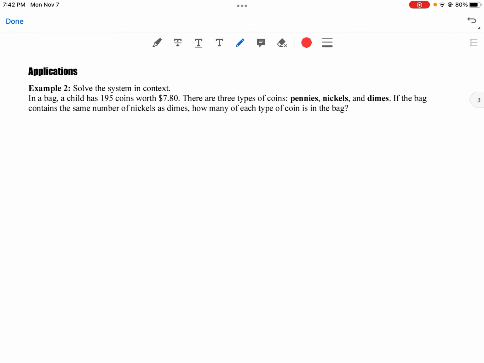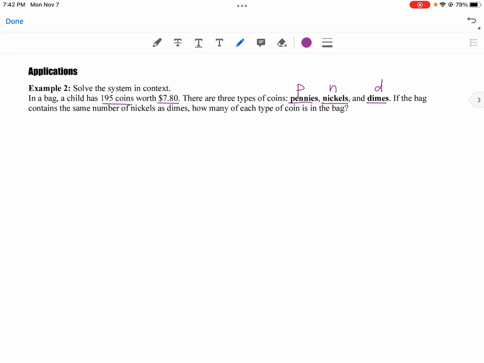Okay, it says solve the system in context. In a bag, a child has 195 coins worth $7.80. There are 3 types of coins: pennies, nickels, and dimes. I'm going to use P, N, and D for pennies, nickels, and dimes. If the bag contains the same numbers of nickels and dimes, how many of each type of coin are there in the bag?